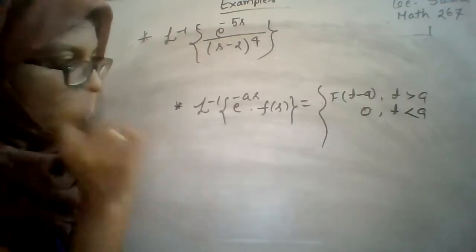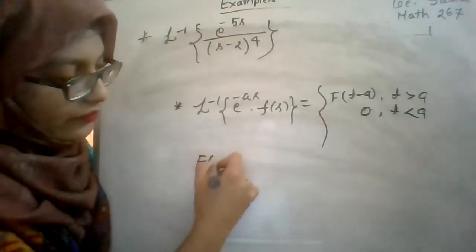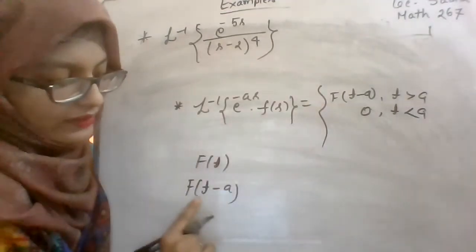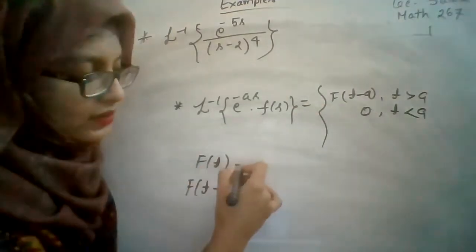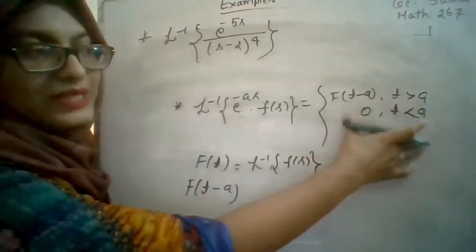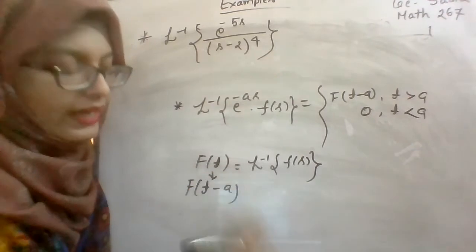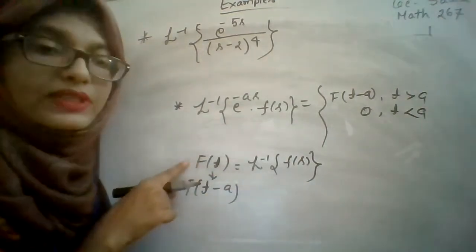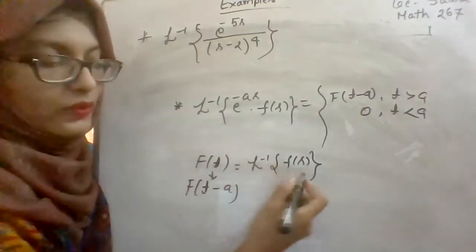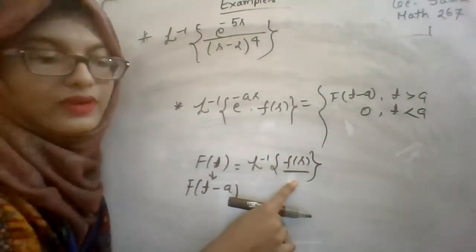So here at first we have to find the values for f of s, because from f of t we have to find f of t minus a. From f of t you have to find f of t minus a, and your f of t is equal to the inverse Laplace transformation of f of s. For obtaining the right part, f of t minus a, you need f of t, and this capital F of t will be obtained by the inverse Laplace transformation of f of s. So our first work is to find out the values for f of s, right? This is our first target.